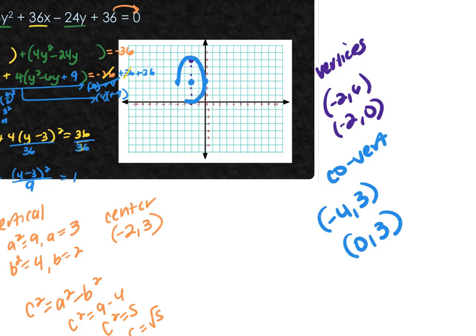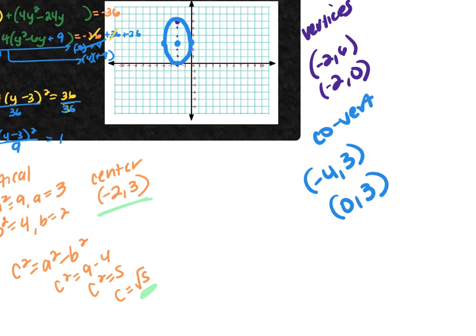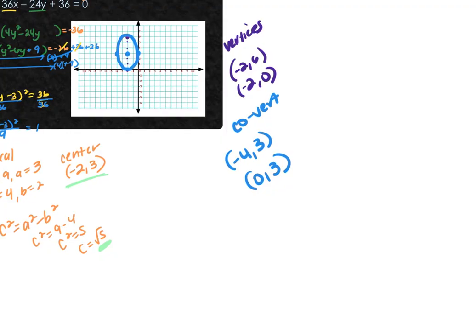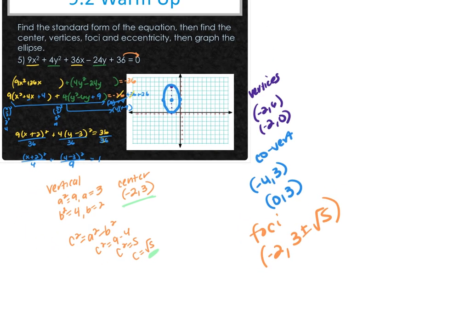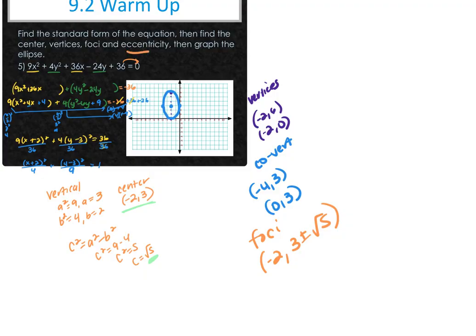I don't need to graph the foci, and it's going to say the same thing on your quiz. You have to give me the foci on the line, but you don't need to graph it. This one, I would take my center and I would add and subtract the c to the y because it's vertical. So that makes the foci (negative 2, 3 plus and minus square root 5). And then the last thing it asks for is the eccentricity, and that is c over a. So I get square root 5 over 3.